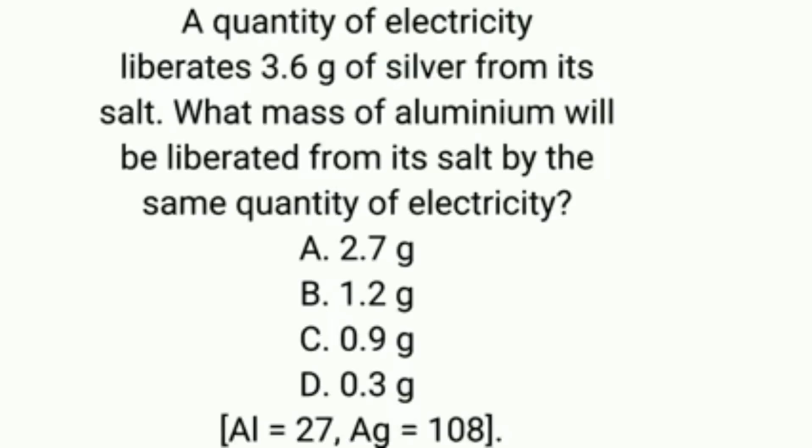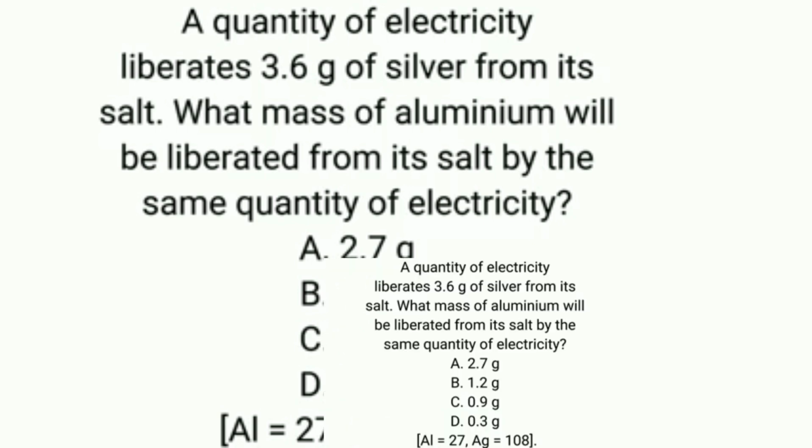Question number 12, which says that a quantity of electricity liberates 3.6 grams of silver from its salt. What mass of aluminium will be liberated from its salt by the same quantity of electricity? A 2.7 grams, B 1.2 grams, C 0.9 grams, D 0.3 grams.